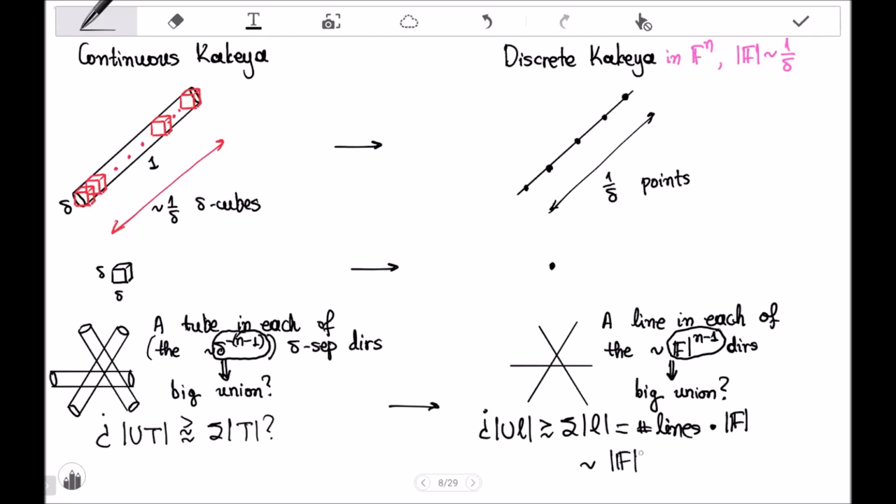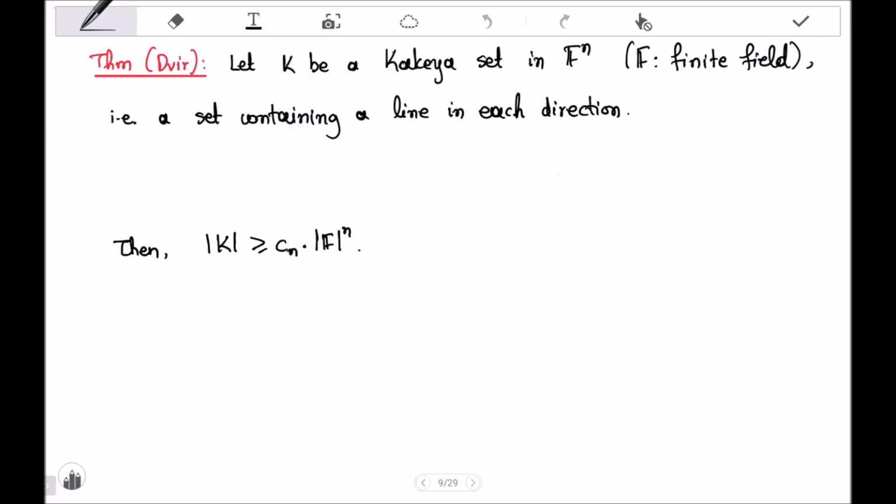The number of directions is F to the n minus 1 times the size of the field, so I'm getting about F to the n. And that's the conjecture in finite fields. It asks the same thing as in the continuous world. To feel what it says: if you have one line in each direction, then together they should cover pretty much the whole space, up to constants. The union of the lines should be at least 1% of the ambient space F to the n, but no less. And that is what Dvir proved.